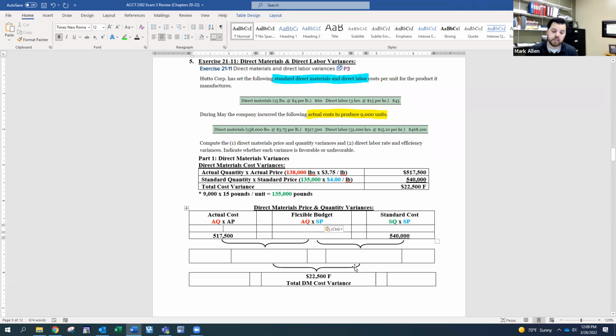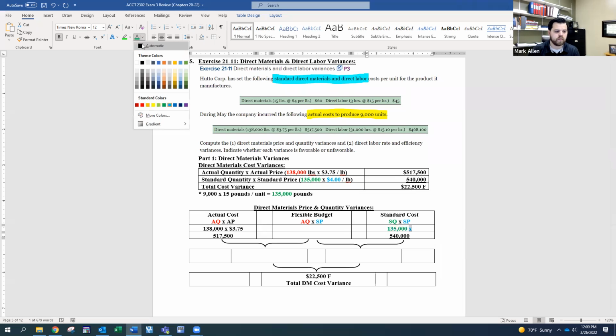Now, this is real easy. Actual quantity, 138 times actual price, 375. That's your 517. Standard quantity, 135 times, let's get that back in the green as it's supposed to be. So 135 times, and then in our blue, we'll have our standard price. And our standard price was $4.